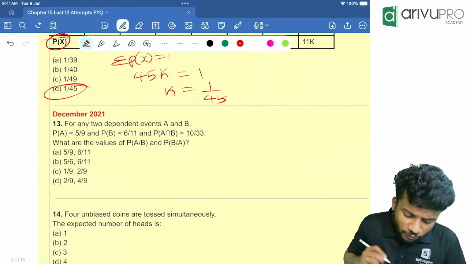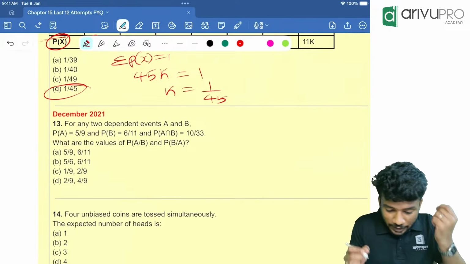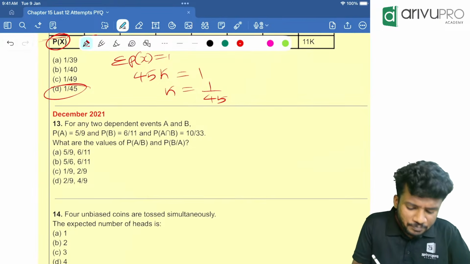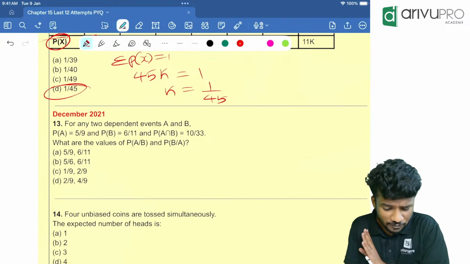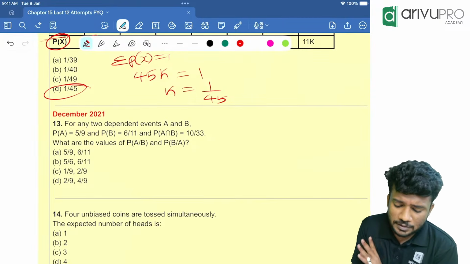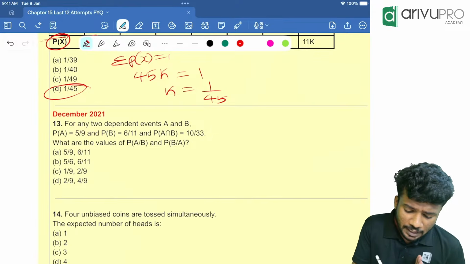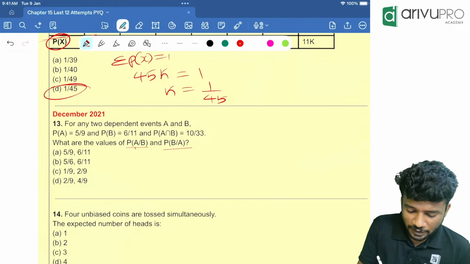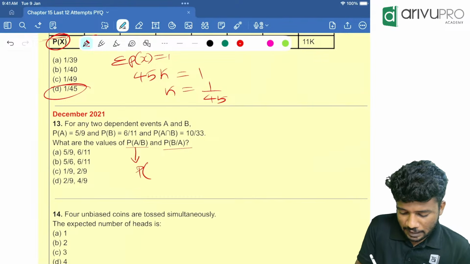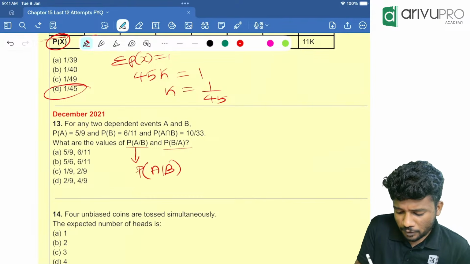Next one. For any two dependent events A and B, P of A is equal to 5 by 9, P of B is equal to 6 by 11, P of A intersection B is equal to 10 by 33. They are asking for P of A given B and P of B given A. First, we will find P of A given B. P of A given B is what? I already told the formula.